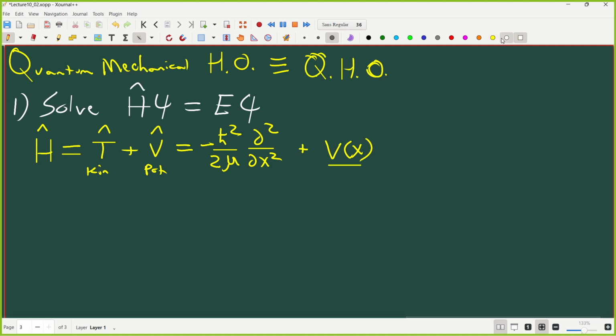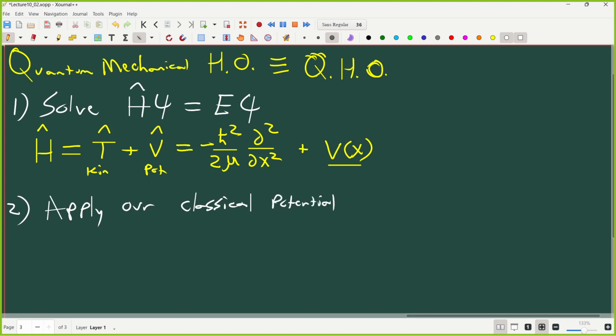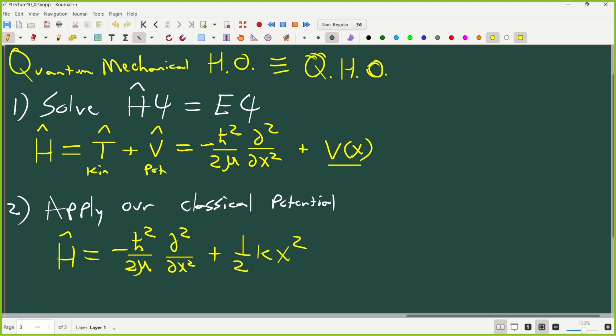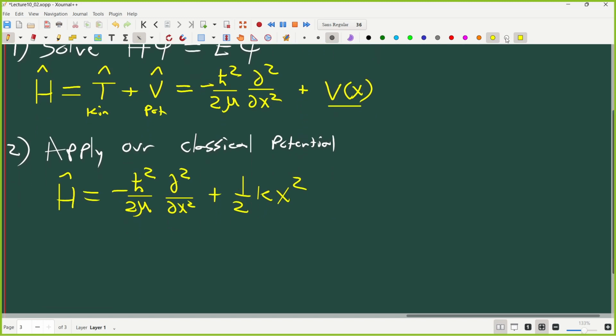So what we're going to do now is apply our classical potential. And so we know that it's 1/2 kx squared. So our Hamiltonian now is minus h bar squared over 2 mu times the second derivative with respect to x squared, plus 1/2 kx squared. That's our harmonic oscillator potential. If I rearrange this equation a little bit, now what I'm going to do is apply Schrodinger's equation.